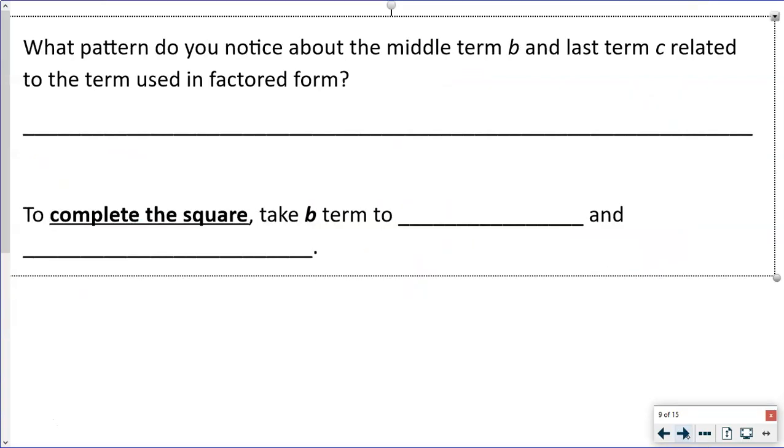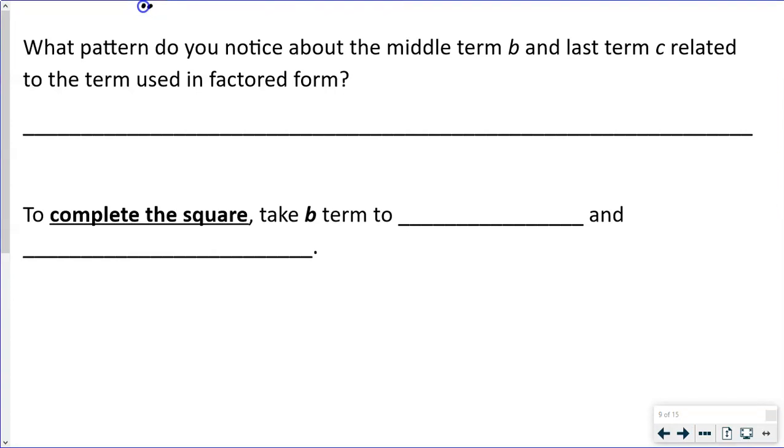So what pattern do you notice about the middle term b and the last term c related to the last term used in the factored form? So I noticed that the number in the factored form is half of b, and I also noticed that the last term was that number squared. That's what was equal to c, right?